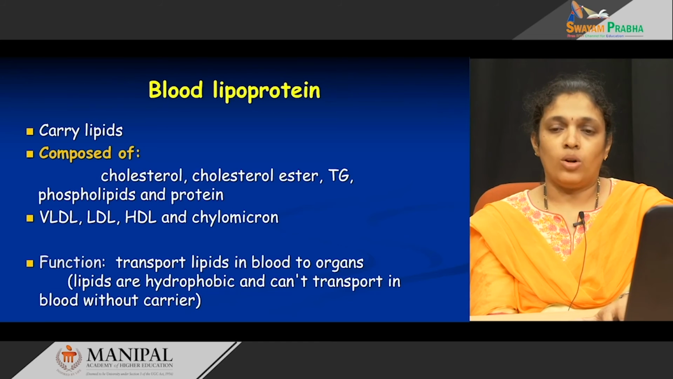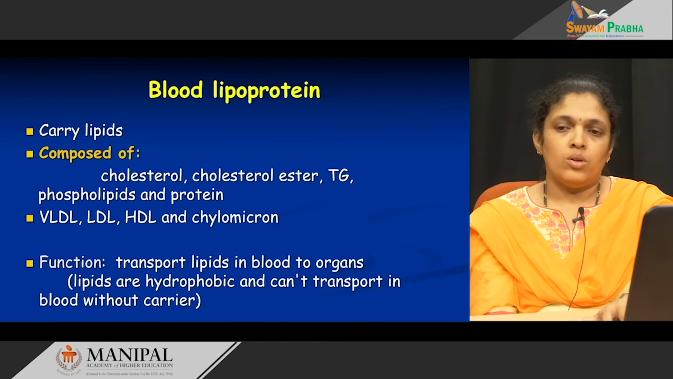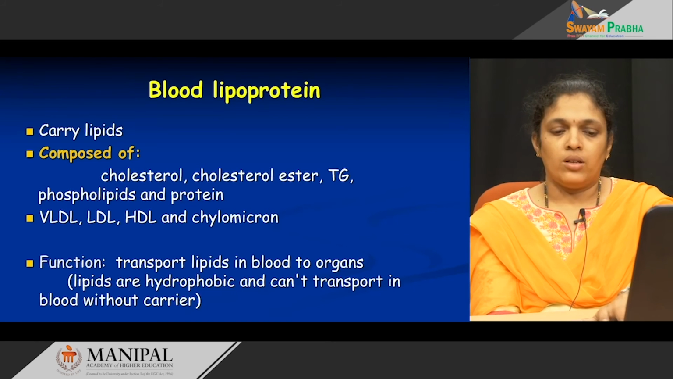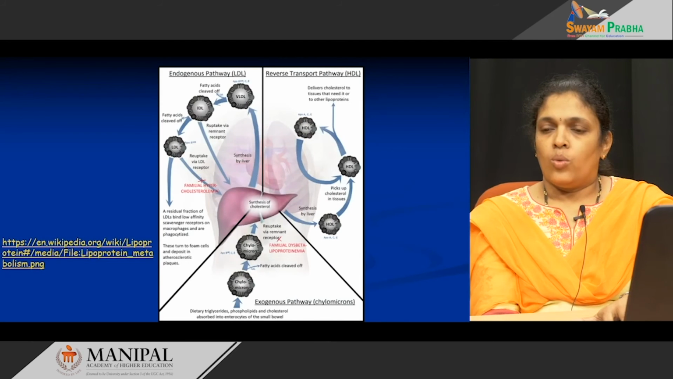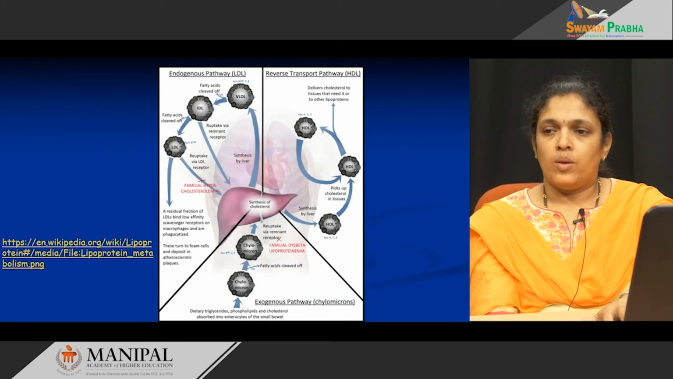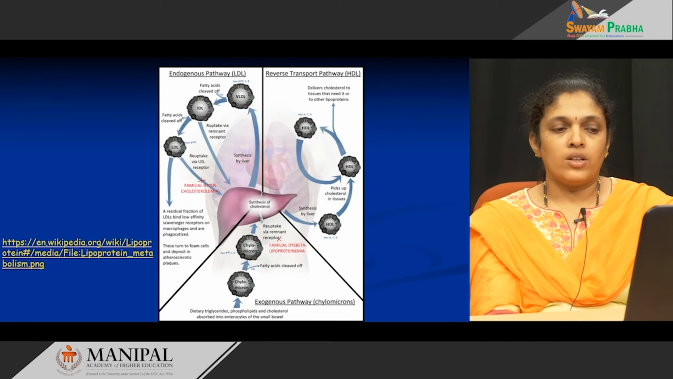Since lipids on their own are not able to pass through the blood, they require a carrier to carry them to the different parts of the body. That is the function of the lipoprotein. Now, we already know the functions of the various types of lipoproteins. If you look at the chylomicron, its function is to carry the exogenous lipids, the lipids which come into the intestine, to the liver.